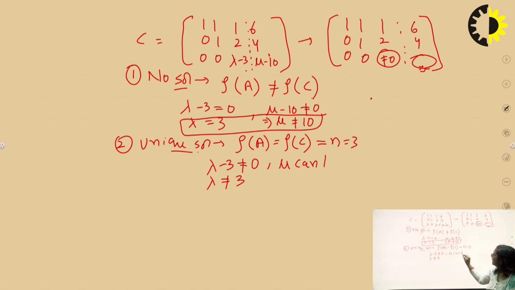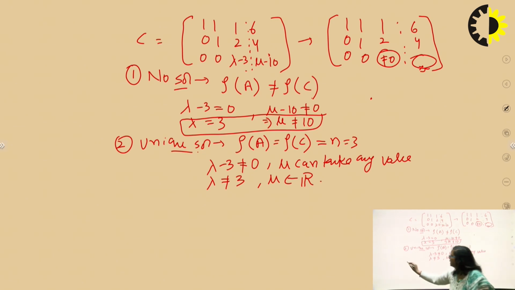Here mu can take any value. Maybe this value is 10, maybe not equal to 10. Mu can take any value, which means I can write that mu belongs to the set of real numbers for the unique solution.